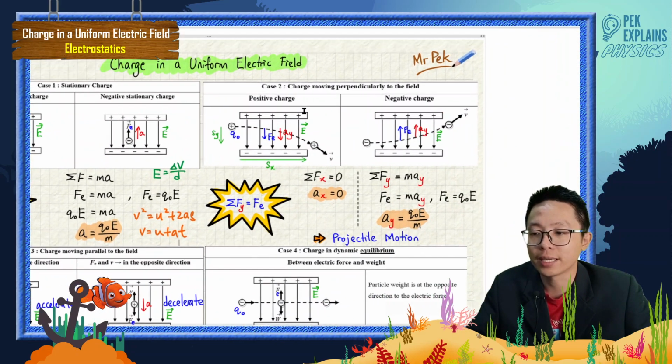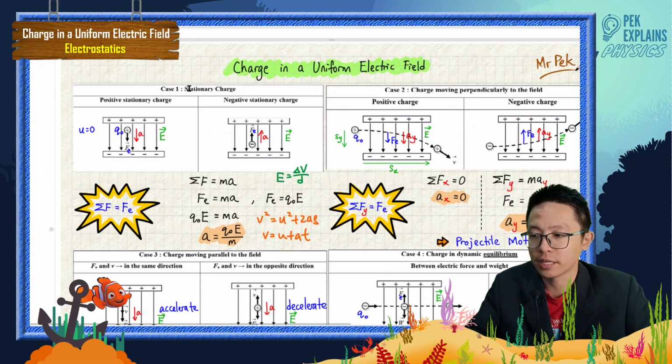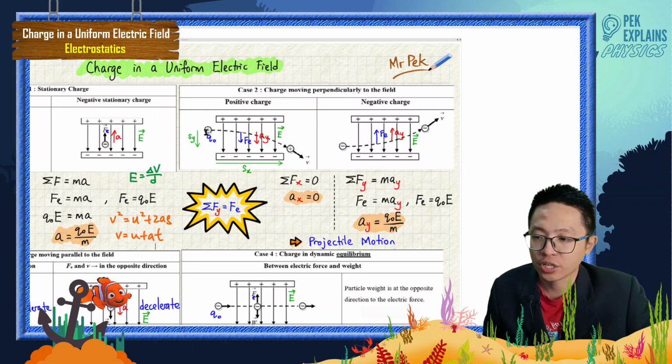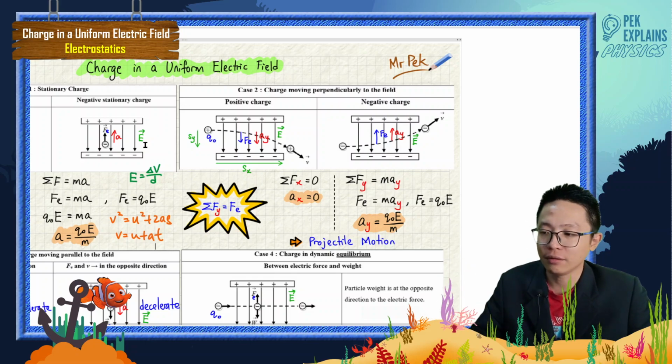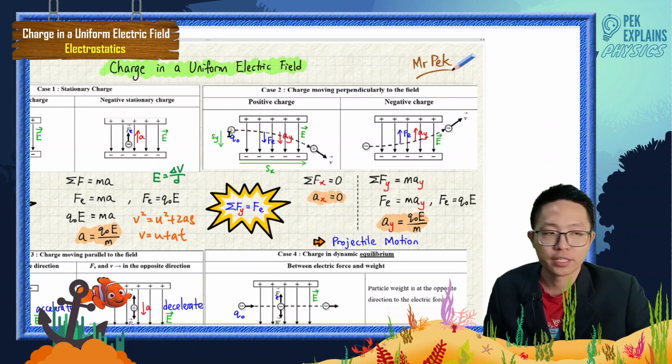Now, how about the second case? The first case is about a stationary charge. Now, the second case is the charge moving perpendicular to the field. Now, the charge is not stationary. The charge now is moving, but it is moving perpendicular to the field. So you guess what will happen?